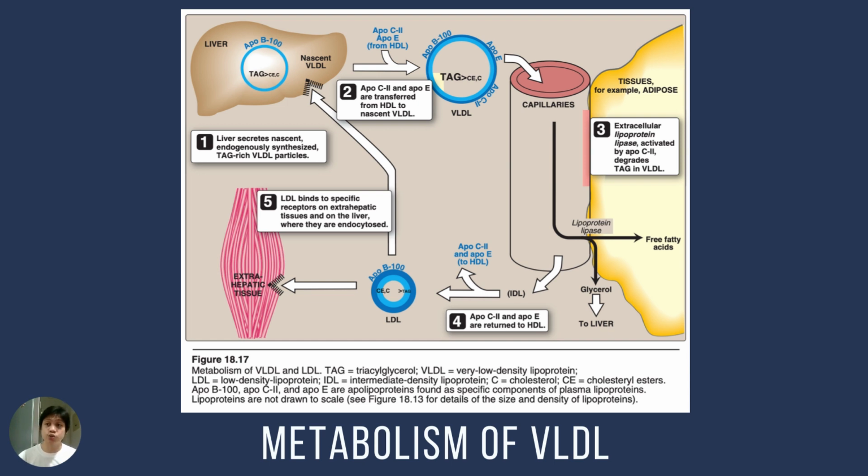The extrahepatic tissues, the peripheral cells, have specific receptors for LDL. So they have receptors for ApoB100, which allows the different tissues of the body to absorb the LDL and release from its core the cholesterol. This cholesterol will then be utilized by the peripheral cells to make the cell membrane or to make hormones. Okay? So that's the metabolism of VLDL, similar to a chylomicron, but what is left is LDL.